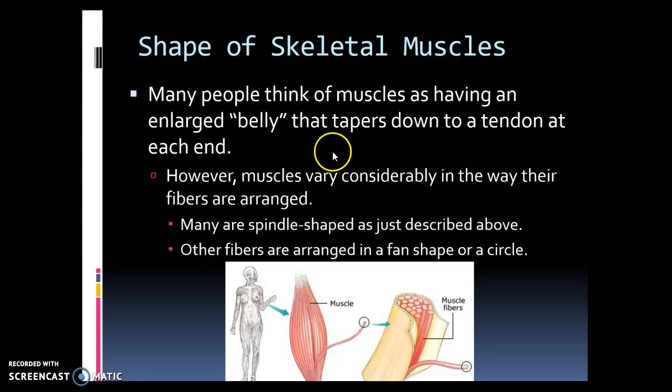Shape of the skeletal muscle. We kind of talked about this a little bit, but it's got that belly to it. That belly is made up of a bunch of fascicles, which break down into muscle fibers. So that's how you get that spindled shape, because those lines, those striations, are a bunch of fascicles lined up next to each other.